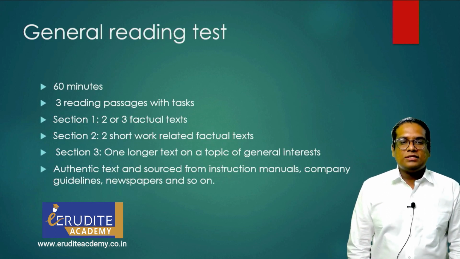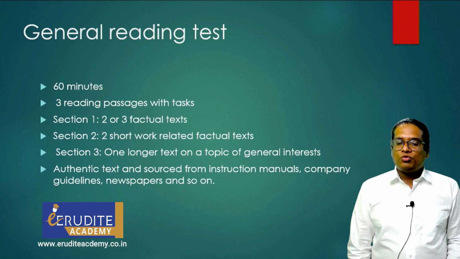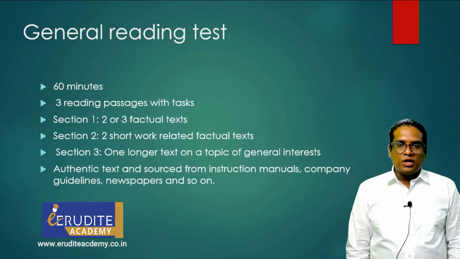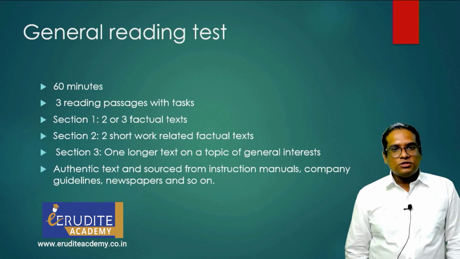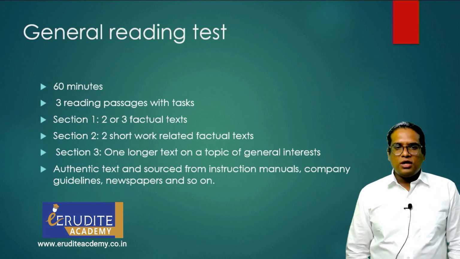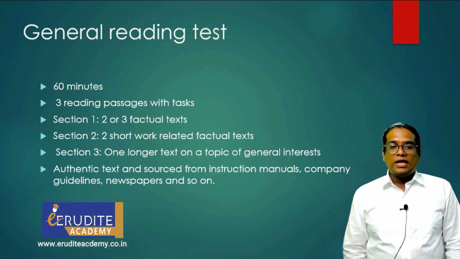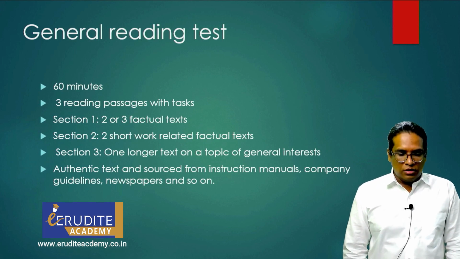The general reading test is of 60 minutes. There are 3 sections of progressing difficulty level. The first section has 2 small passages with 14 questions. The second section has 2 small passages with 13 questions. And the last section has 1 lengthy passage with 13 questions, accounting for 40 questions. Each question carries 1 mark.